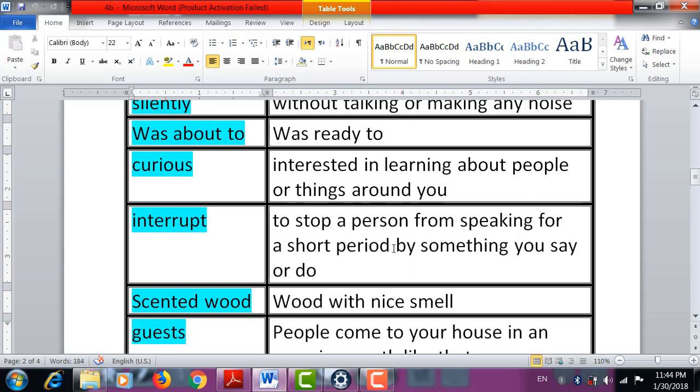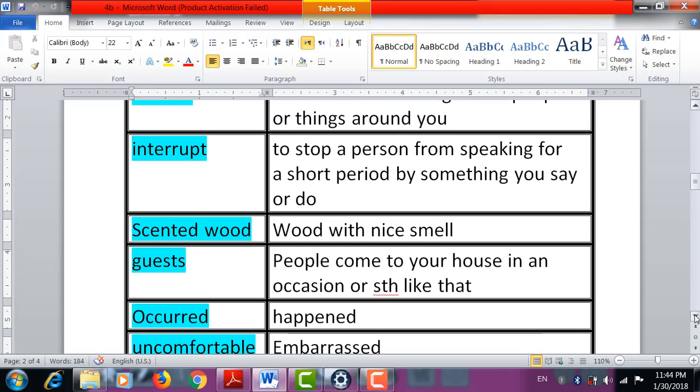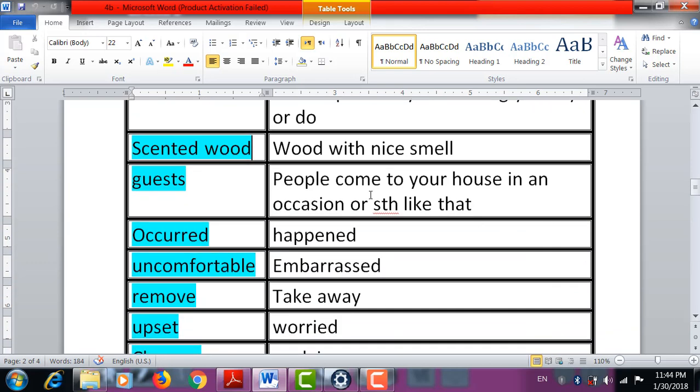So interrupting people while they talk is not good, right? So don't interrupt people while they talk. Scented wood means the wood from trees, right? We use it to make fire and things like this. So scented wood means wood with a nice smell, a good smell, like bahur. Guests means the people.